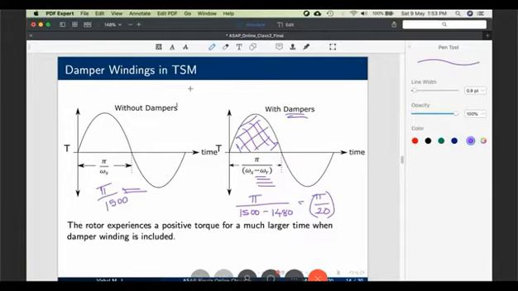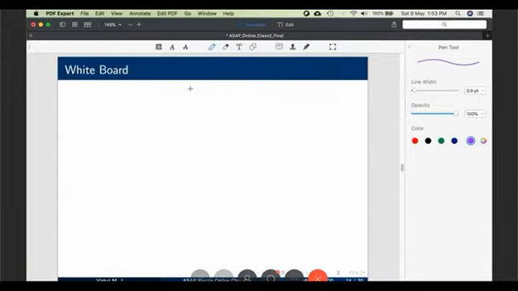Now tell me, why do we say that we do not need dampers? We have understood how a damper works, but tell me why we do not need a damper in true synchronous mode of operation. Because the answer is that we have an inverter.